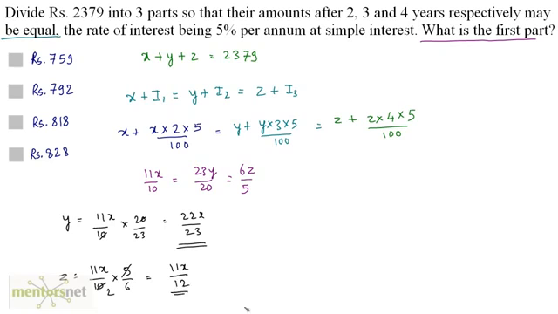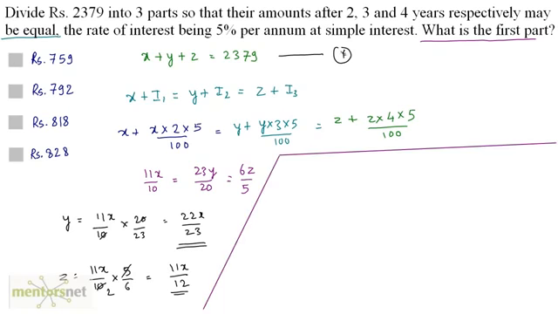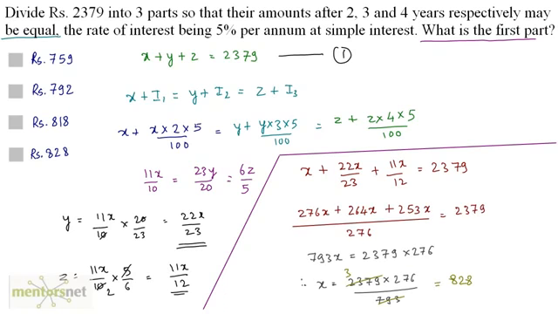So let us put these two values of z and y in this equation 1 to get the value of x. So from equation 1 we have x plus y is 22x by 23 plus z is 11x by 12, and that is equal to 2379. Now to save time, I've solved this for you. When you solve this, you'll get 828 as the value of x. So our answer is option D.